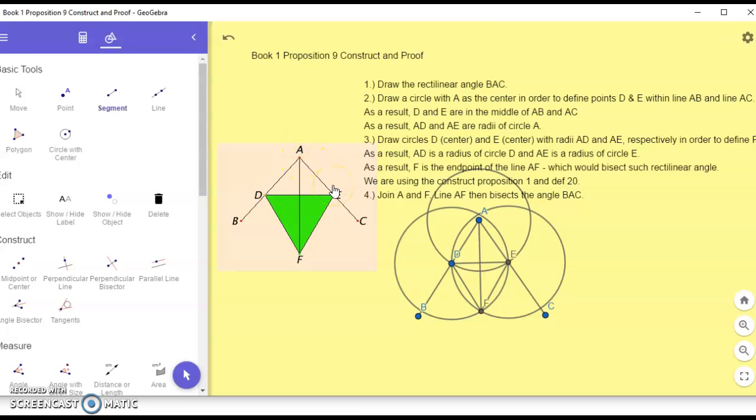So again, by producing points D and E through a circle A, and then producing an equilateral triangle by drawing circles D and E, and by connecting A to F, we have produced two congruent triangles. And using the parameters of the two congruent triangles, we have shown that sub-angle DAF is equal to sub-angle FAE.